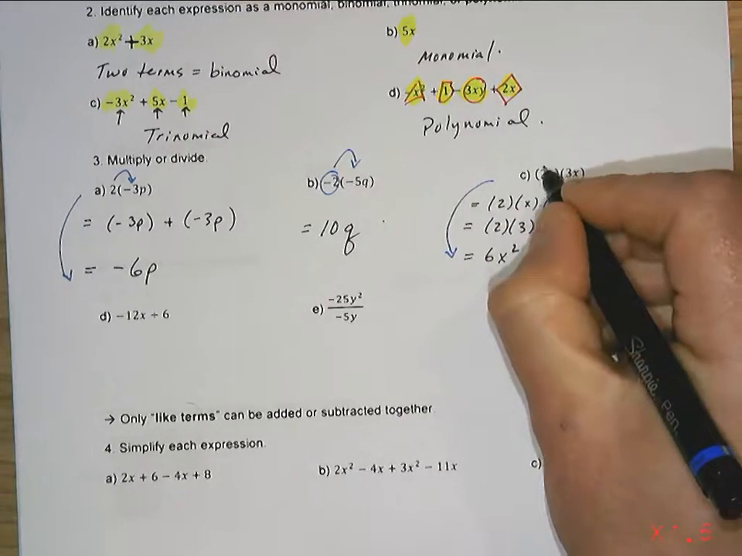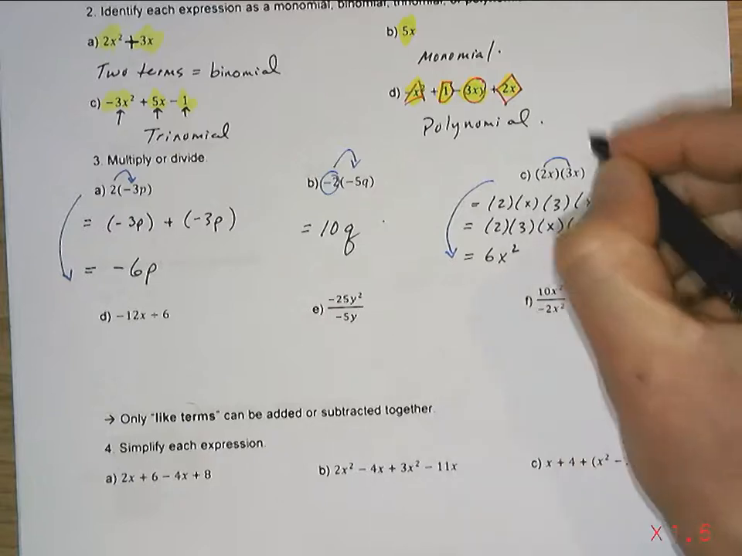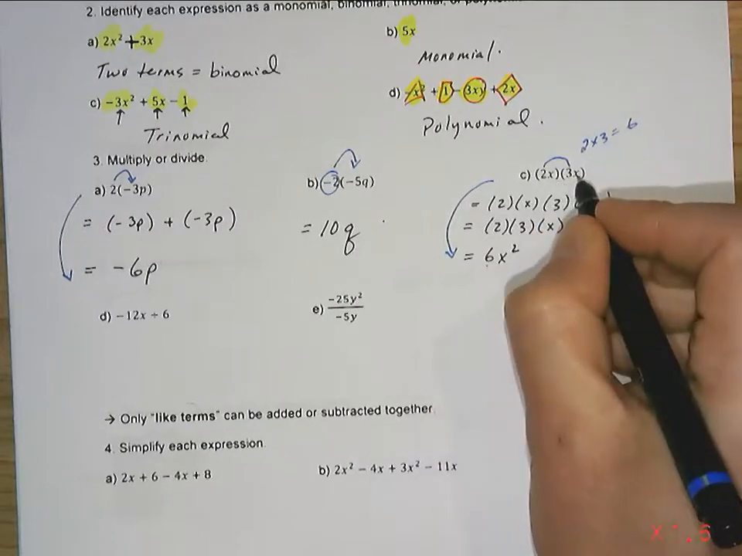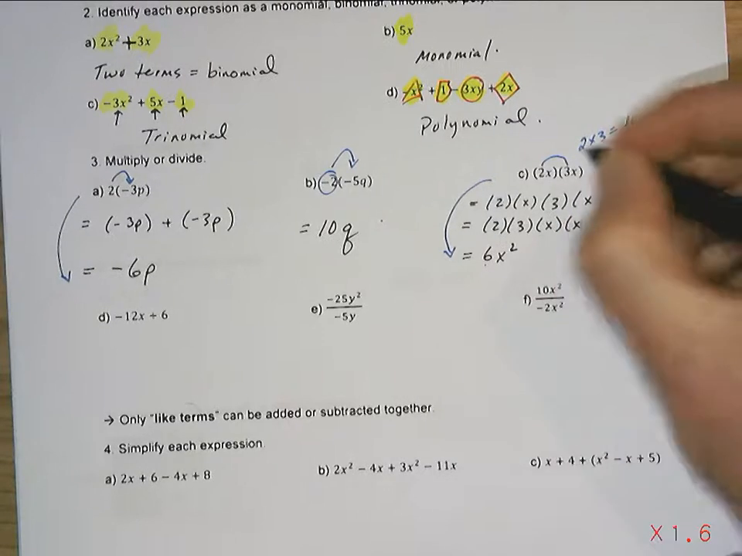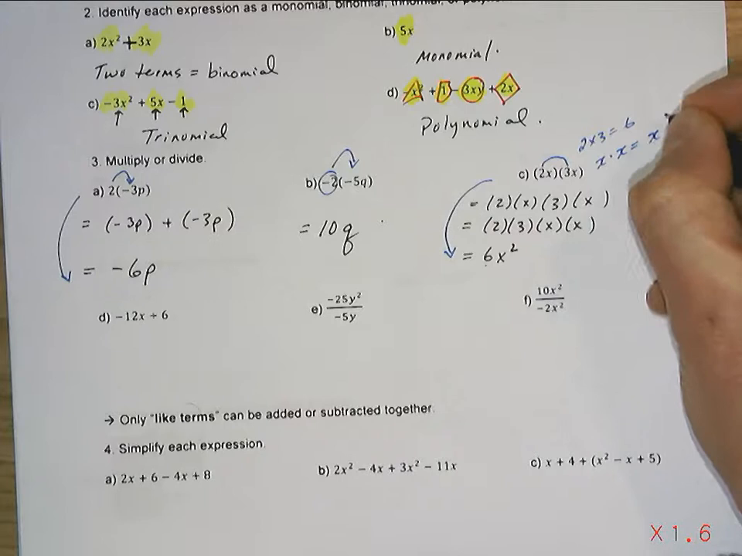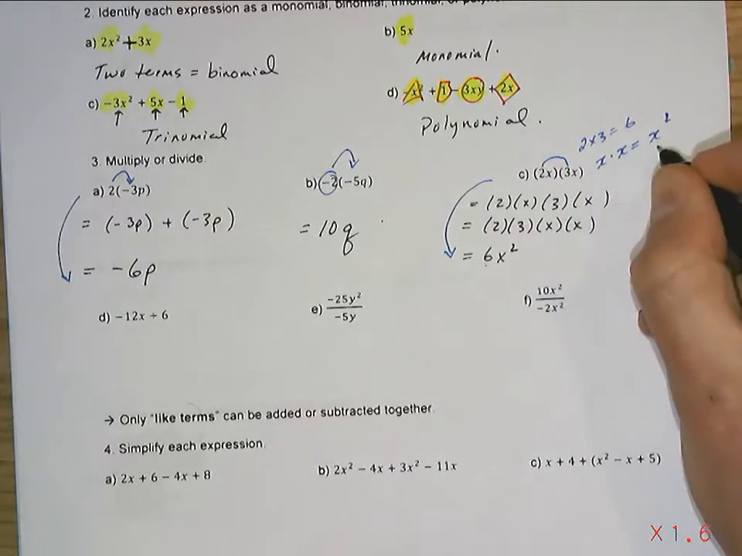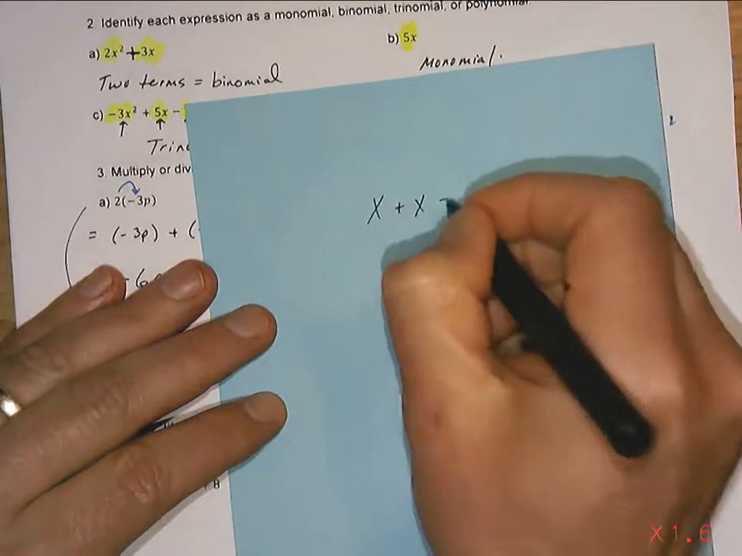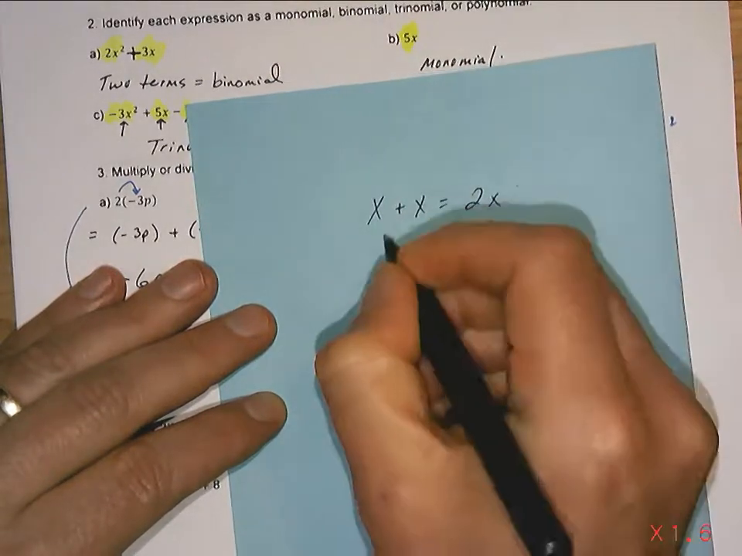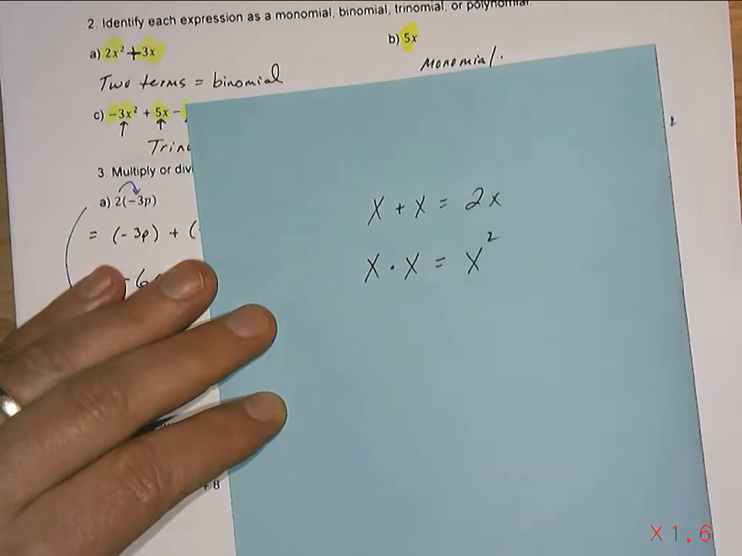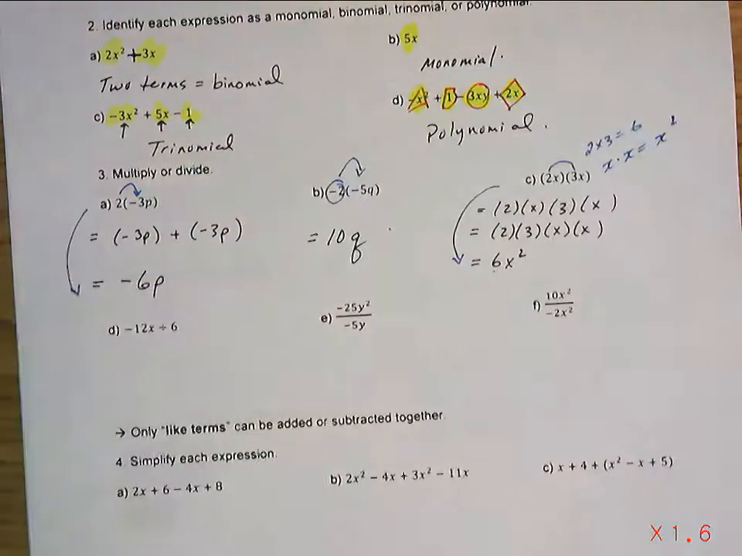I'm going to take the 2 and I'm going to take the 3 and I'm going to multiply them together. So 2 times 3 is 6. Boom. I'm going to take the x, I'm going to take the x, I'm going to multiply them together, and I know that x times x, there's that dot, is x squared. Now, x times x is not 2x. Let's be very, very clear on that. If I have x plus x, that is 2x. But if I have x times x, that is x squared. All right. Moving on.